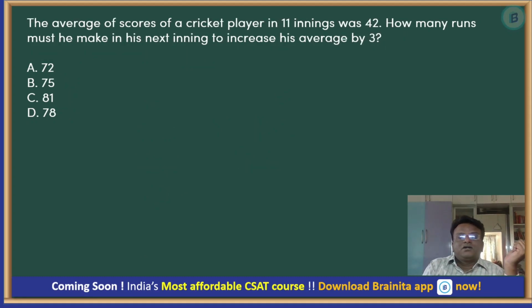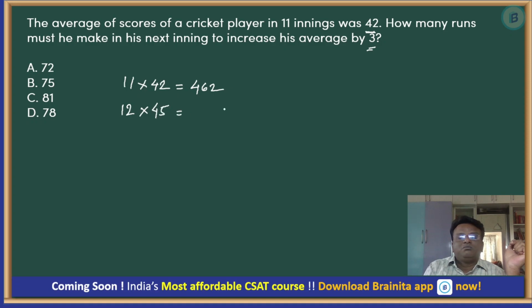The average score of a cricket player in 11 innings was 42. How many runs must he make in his next inning to increase his average by 3? Now we will solve this by both methods, but let us first solve with the normal method. In the first 11 innings he scored these many runs, which is 420 plus 42, 462. In the next inning the total number of innings would be 11 plus 1, 12, and we want to increase the average by 3, so we want to make it 45.